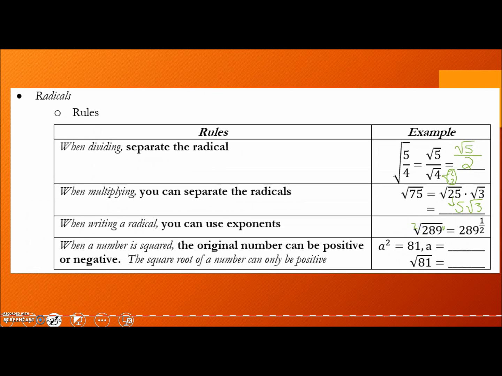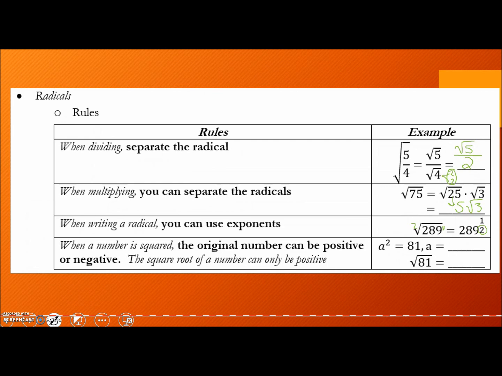Sometimes if it's a cube root, they will put the 3 on the outside. If it's a 4th root, they'll put a 4 on the outside. But if it's a square root, they won't put anything. So that's where the 2 comes from on the bottom. So you have to know how to go back and forth between those two things. And often it'll make a problem easier if you put it in exponential form.